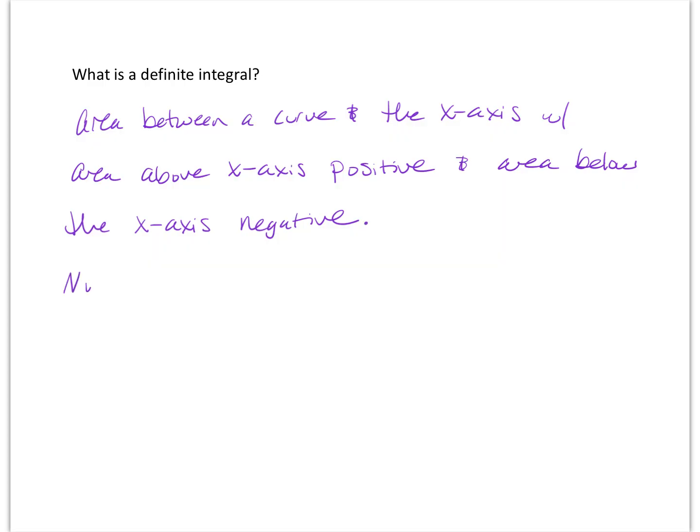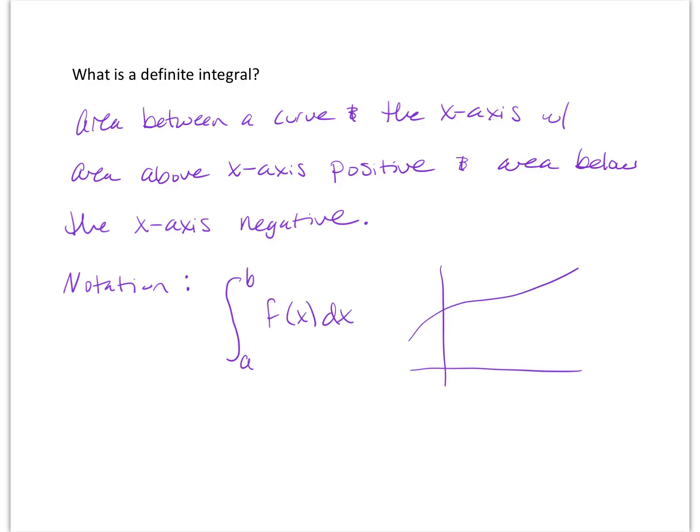So our notation for a definite integral looks like this, like that elongated S from a to b of f of x dx. Okay, and it means here's a, here's b. It's the area between the curve and the x-axis between a and b.